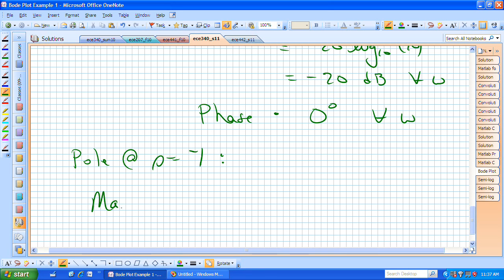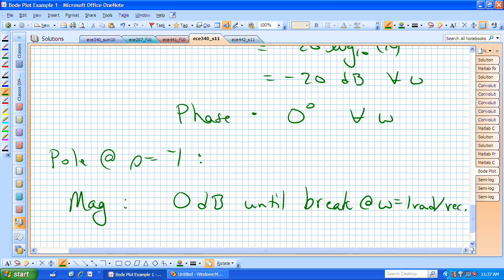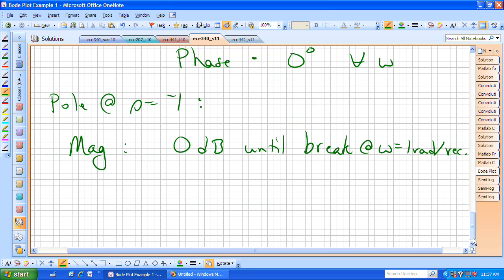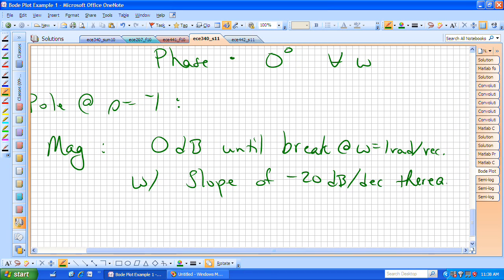That has two pieces. It has a magnitude piece, which will be 0 dB until we reach the break frequency, and that's why we've highlighted that, and it's going to break at 1 radian per second. After it breaks, it maintains a slope due to that particular factor, and it's just one pole at that frequency, so our slope is going to be minus 20 dB per decade after it has sloped.